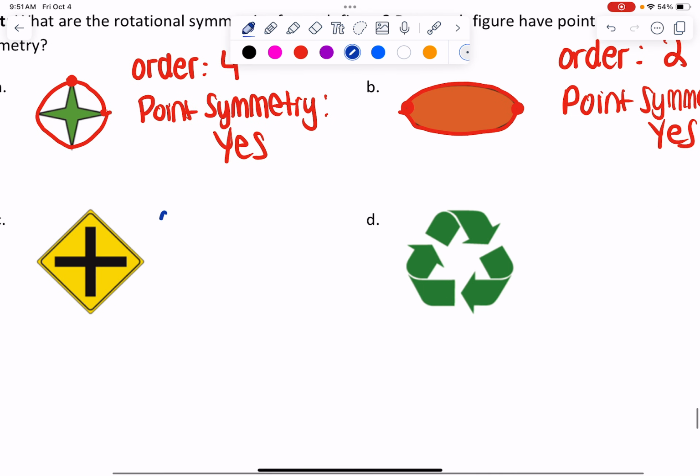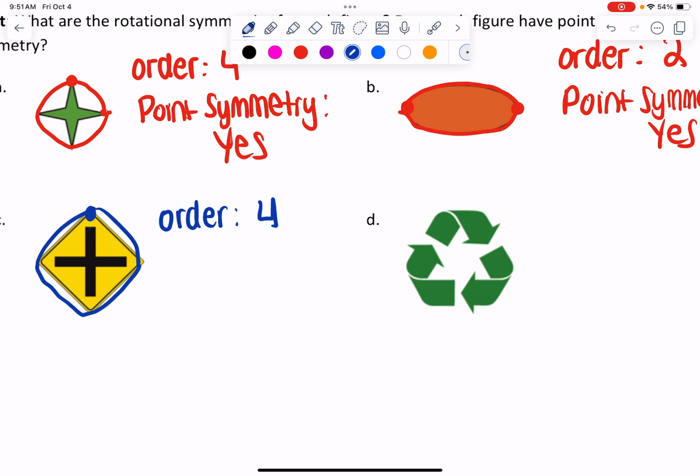Number 3, the order would be 4. So you're doing 1, 2, 3, 4. And so point symmetry, that would be a yes, because you're taking the points and they would be symmetric on the points.